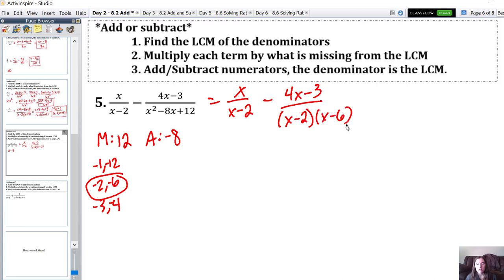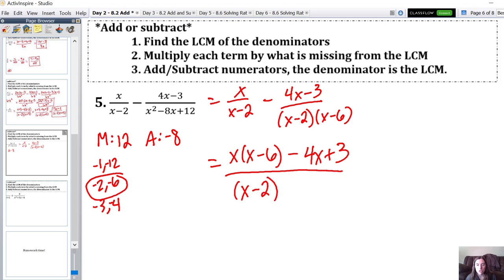Now we need to figure out what our LCM is going to be. The left side is missing that x minus 6. The right side has both terms. So we need to multiply the left side by x minus 6. And then we're still subtracting this entire term, which means we need to distribute the negative to both the 4x and the negative 3. So now this becomes minus 4x plus 3 over our LCM of x minus 2 times x minus 6.